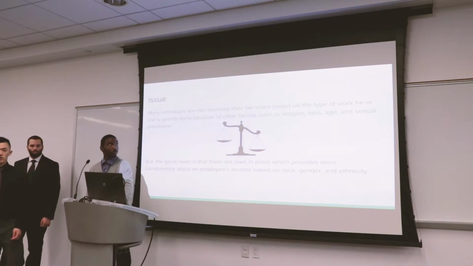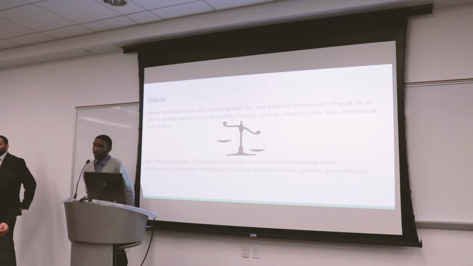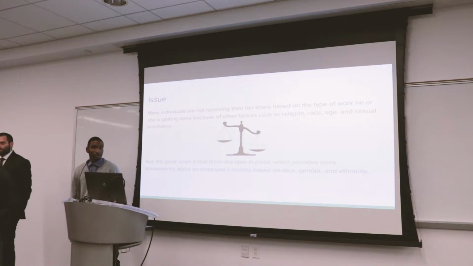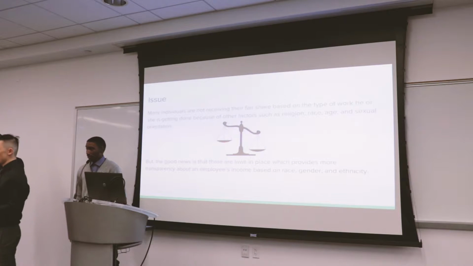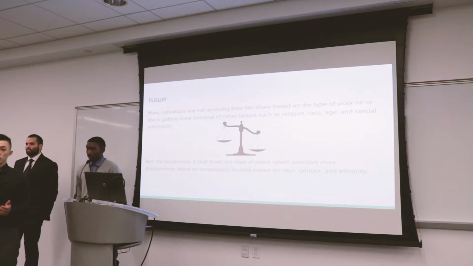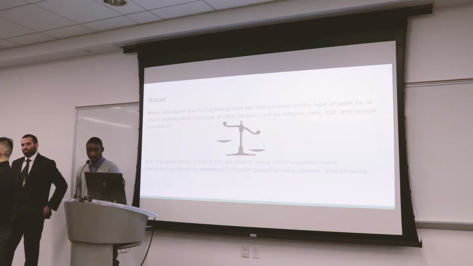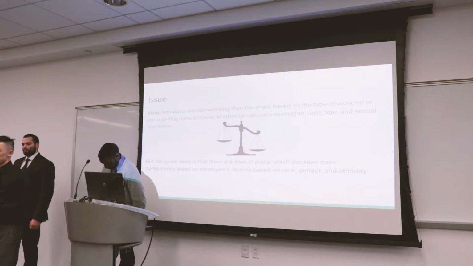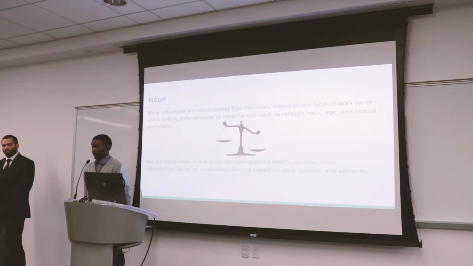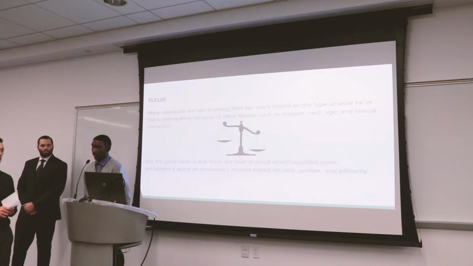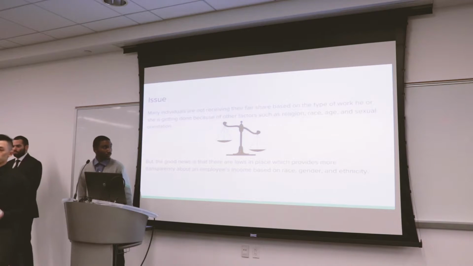So the main issue that we're tackling is that for decades now, the pay gap between men and women has always been distant. And the main factor is because of a person's gender. Now there's other factors that play a role in how much a person makes. And those factors are race, ethnic background, age, religion, and sexual orientation. But the good news is that there's laws in place that require employers to be more transparent of their employees' earnings.